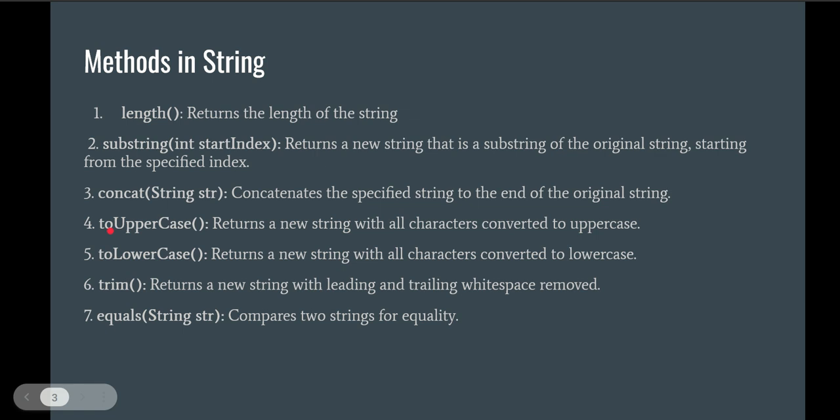Our fourth method is toUpperCase, and the fifth one is toLowerCase. toUpperCase returns a new string with all characters converted to uppercase, and toLowerCase returns a new string with all characters converted to lowercase.